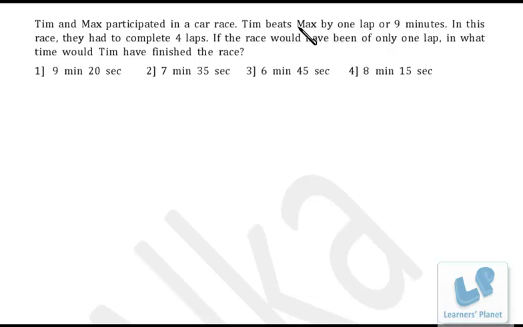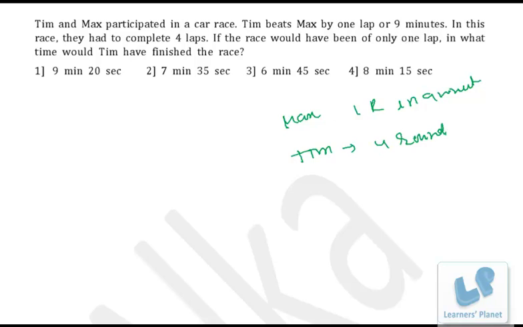Tim beats Max by 1 lap or 9 minutes. That means this guy Max can complete 1 round in 9 minutes, right? But what if the race is of 4 rounds, right? Now what is happening over here? Since Tim is beating Max by 1 round or 9 minutes, that means in the time when Max is completing 3 rounds, this guy Tim is completing 4 rounds, because he's beating Max by 1 round or 9 minutes.